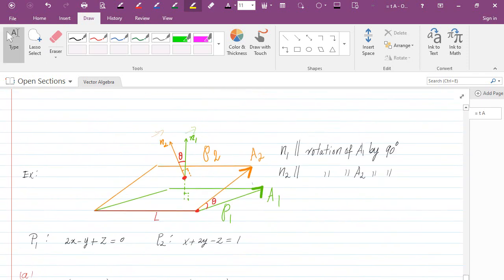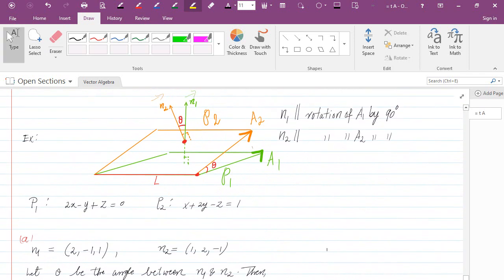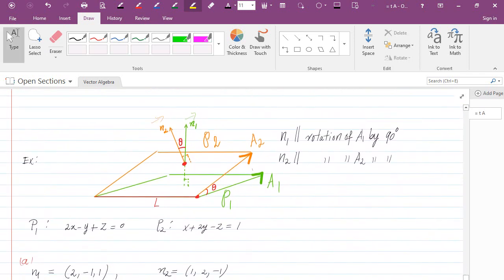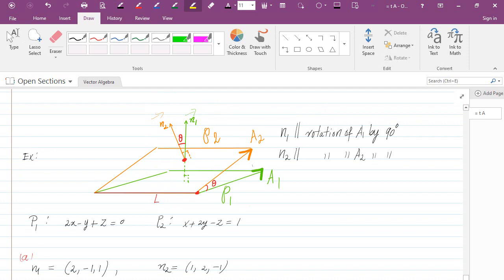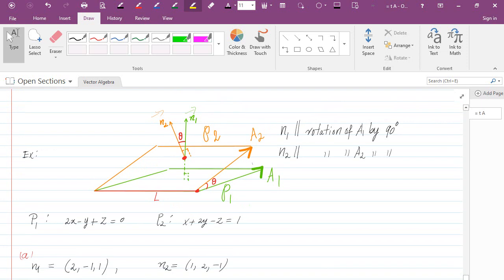So just to recap, if you want to find the angle between two planes, then just find the angle between their normal vectors. That's number one. Number two, if you want to find the equation of the line of intersection of the two planes, then we need a point on the intersection, and we need a vector that is parallel to the intersection. Since the normal vectors n1 and n2 are both perpendicular to L, their cross product would be parallel to L. So that way we can find a vector that's parallel to L.